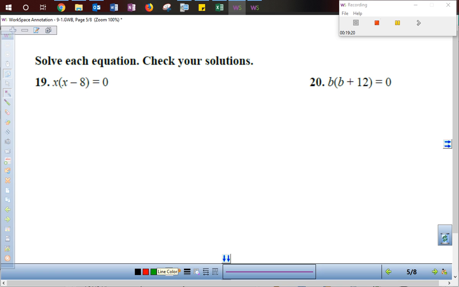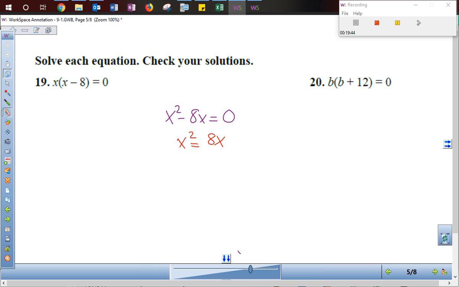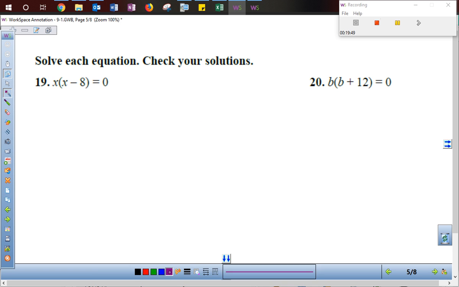On number 19, I have x times the quantity of x minus 8 equals 0. Now you might be tempted to distribute this through and get x squared minus 8x equals 0. But then we don't know how to solve it because we have an x to the second power, and we can't just add 8x, because then we have an x on each side. That's not how they work. They're not like terms. So the zero product property comes in handy when we have something like this.